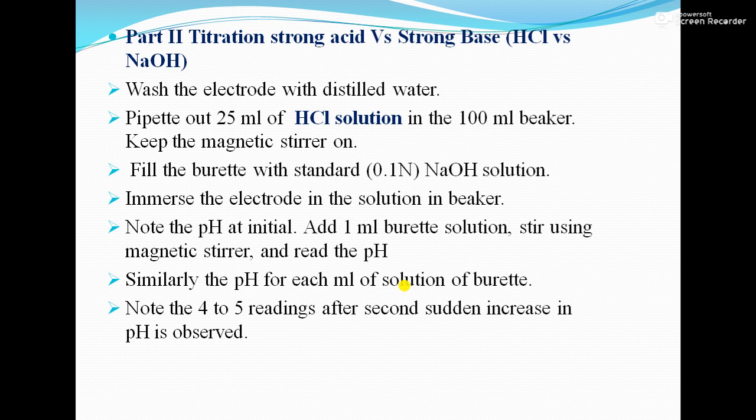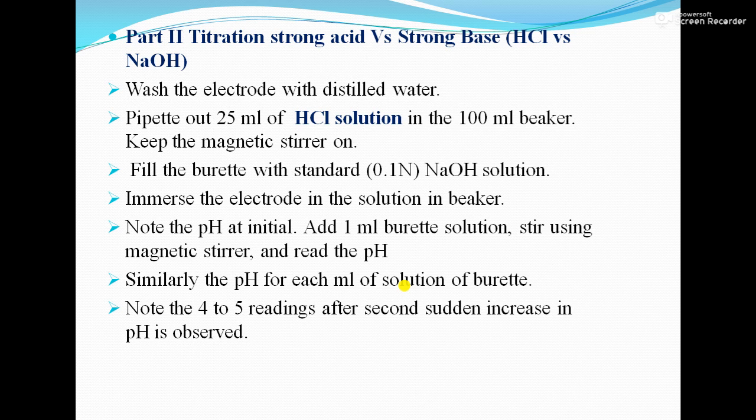So see, wash the electrode with water, then pipette out 25 ml of HCl solution into a 100 ml beaker. Keep the magnetic stirrer on. Then fill the burette with standard 0.1 normal NaOH solution. Immerse the electrode in the solution in the beaker. Note the pH at the initial stage. So we have to take the pH for 0 ml of NaOH.